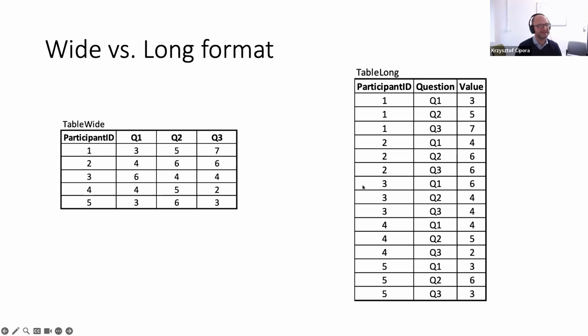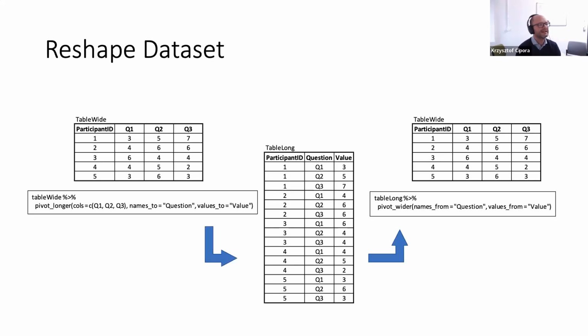Or we can have a long table with participant ID repeated 3 times, question 1, 2, and 3, and values, and then participant 2 answers to all 3 questions, one under the other. So these data frames contain the same information. You can switch between them. And it's also very helpful to do sometimes because for some analyses or processes, you need to have the data in the long format. Sometimes you need to have it in the wide format.